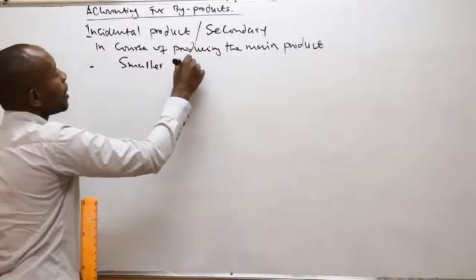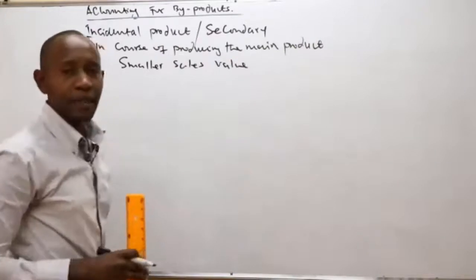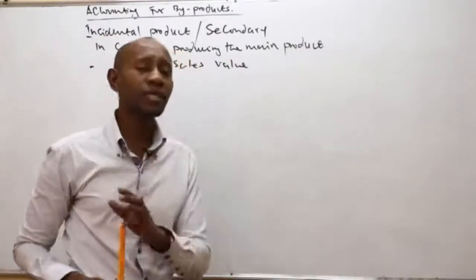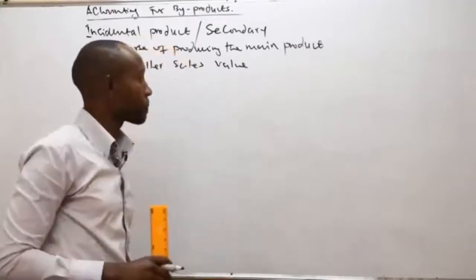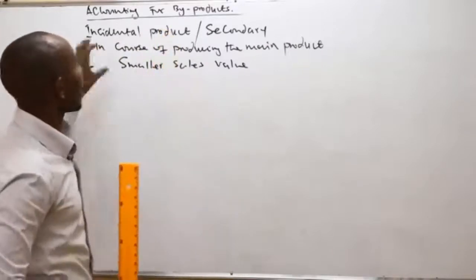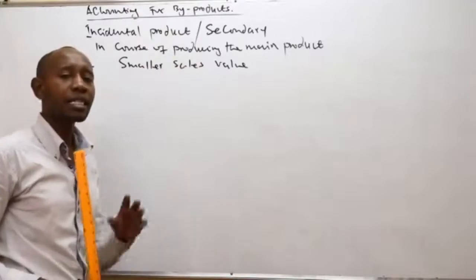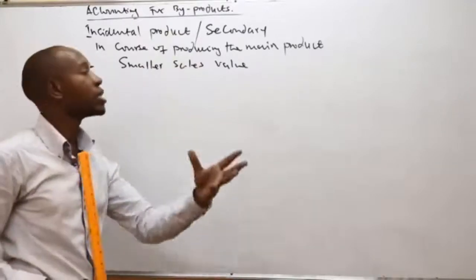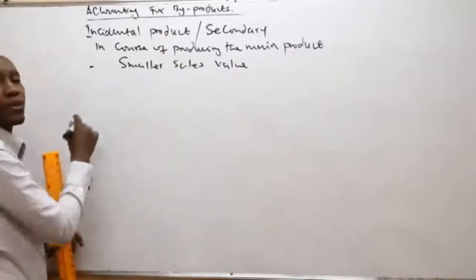Sales value which have a smaller sales value. The other word we can use is that it has a sales value which is insignificant compared to the main product. So the question then will be, how do we account for these incidental or secondary products that are produced in the process of producing the main product? Now, mainly we will have 3 treatments.